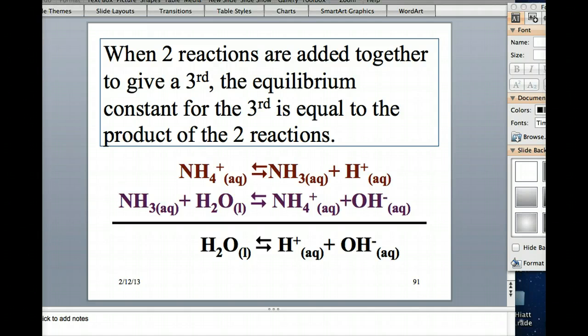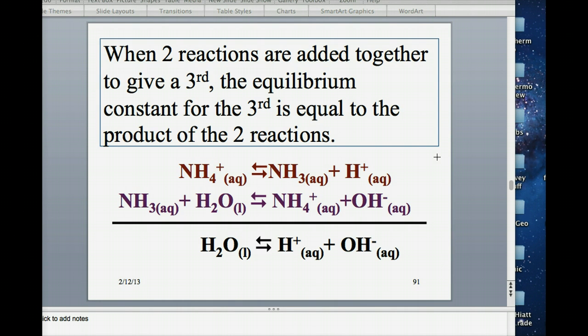Okay, and the first reaction had a Ka and the second a Kb. This K would equal Ka times Kb, and this K we already know is Kw, the constant for water. This is another example of how we can use the Kw of water in order to figure out the acid or base dissociation constant. It's true for all reactions.